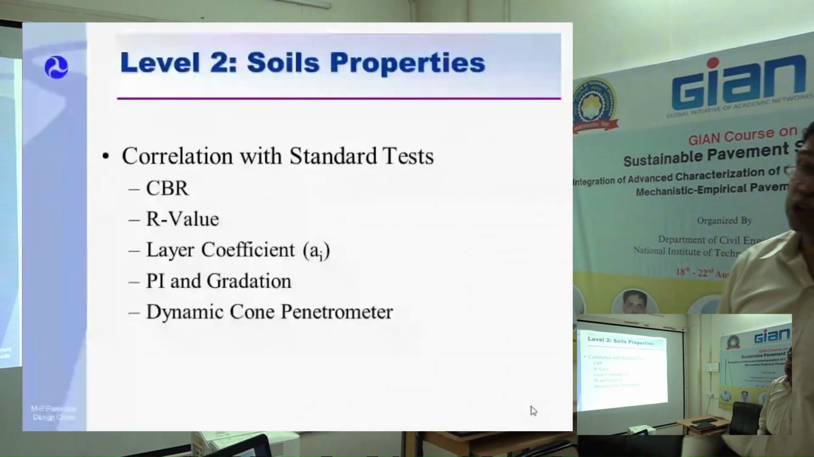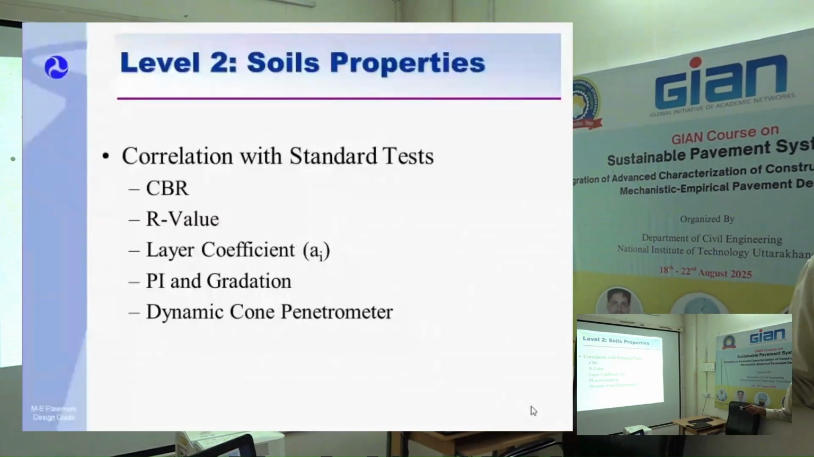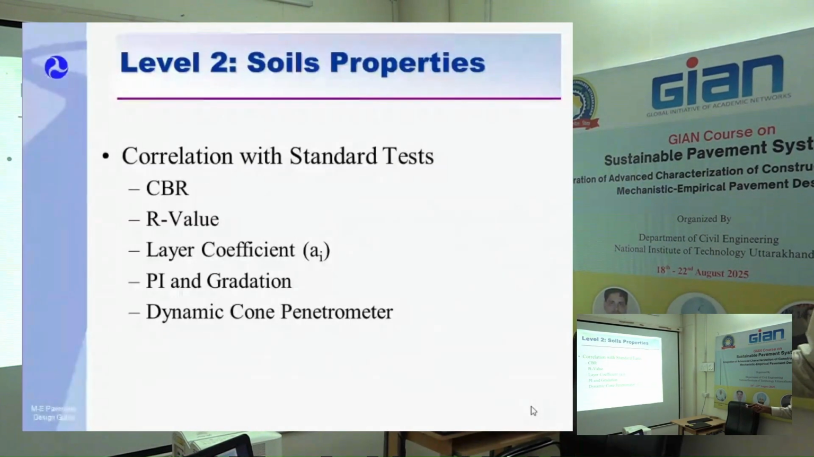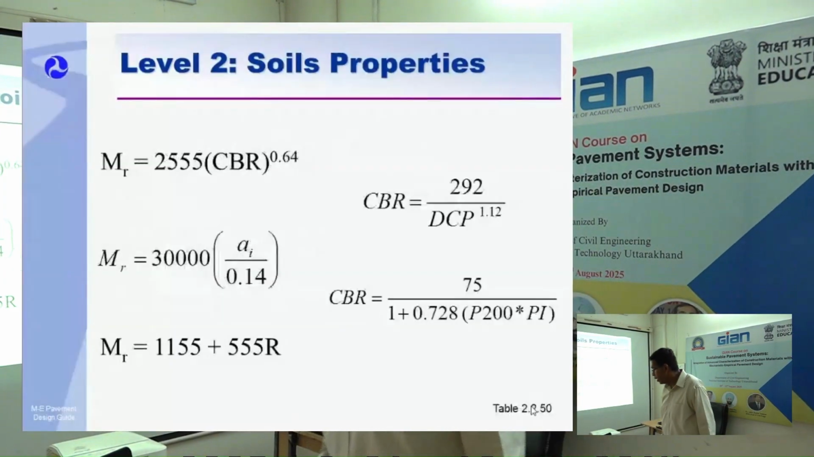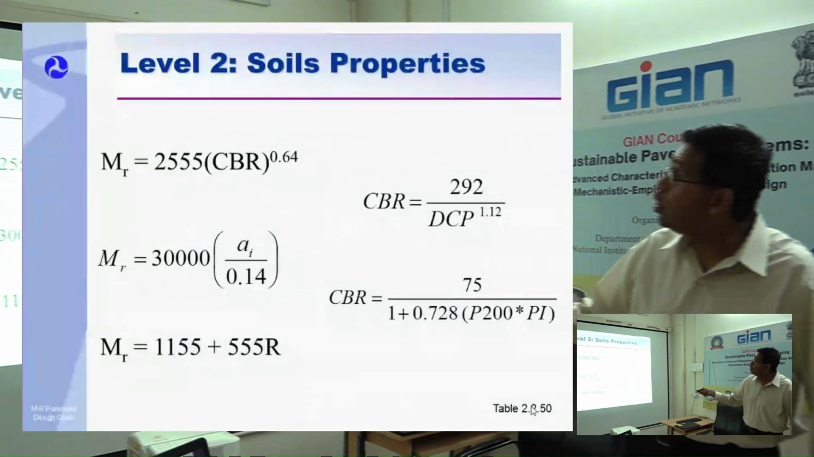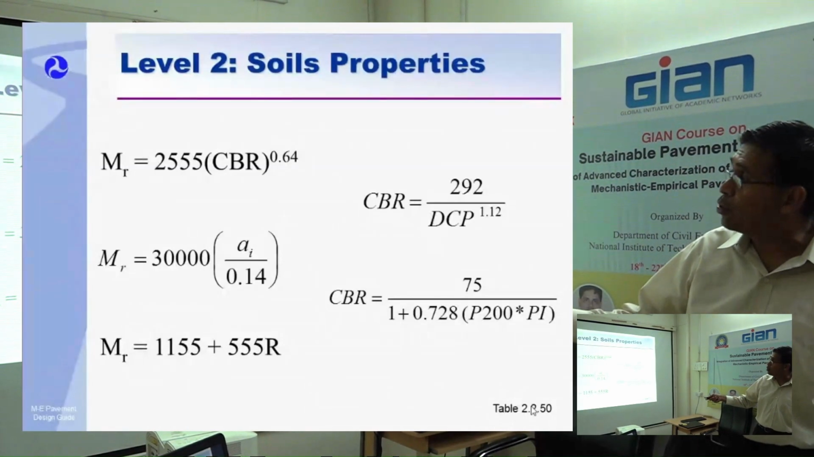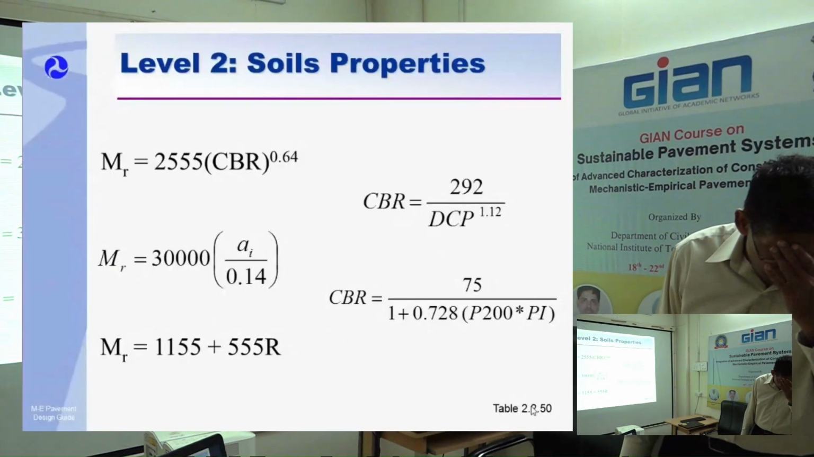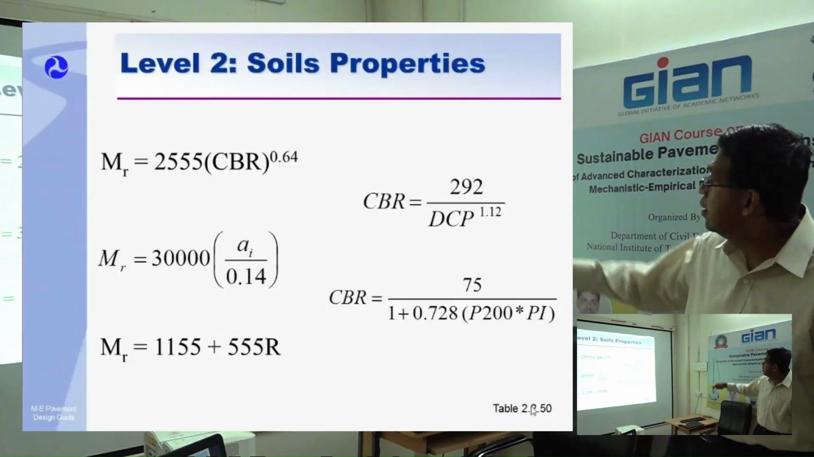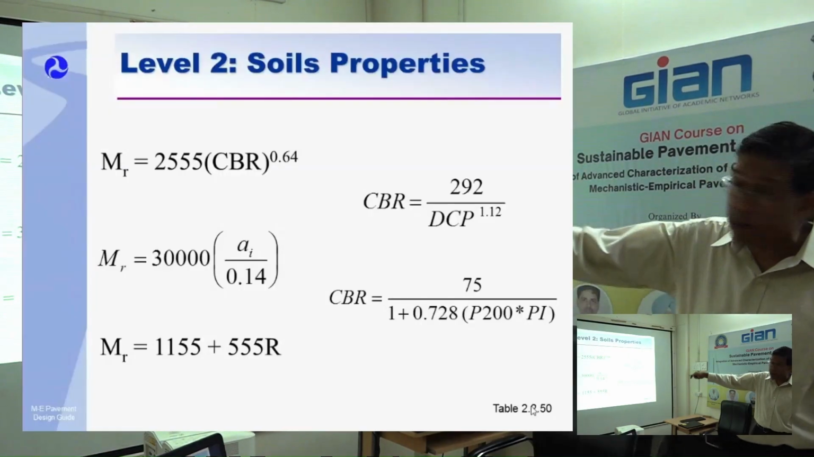Next one, level 2 soil properties. You can now use CBR, R value, layer coefficient. You could use it in the past, after 93. Plasticity index and gradation and dynamic cone penetrometer, DCP. Right here are some of the equations. If you did a CBR test, California bearing ratio test, you can use this equation. If you're using MR, you can use this equation. What is R value? Drawing a blank. CBR is by DCP, so you can use any of these to get the final MR value.